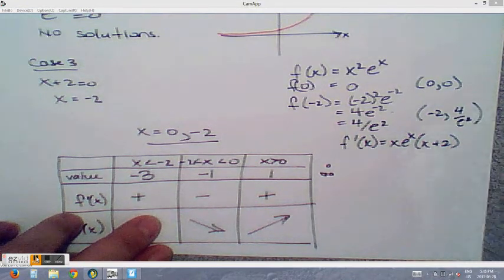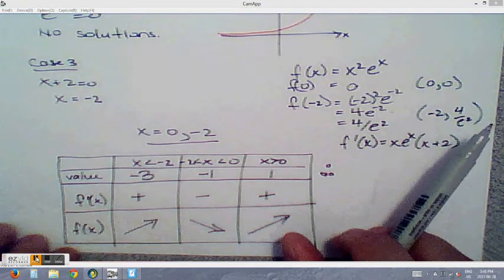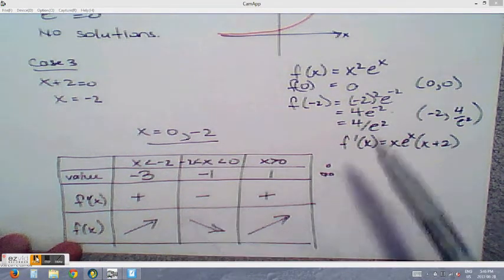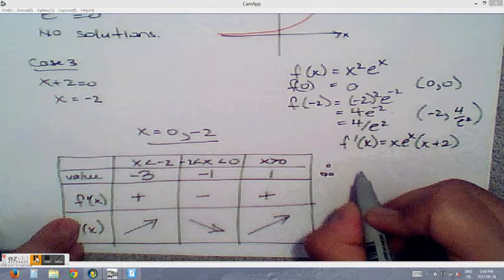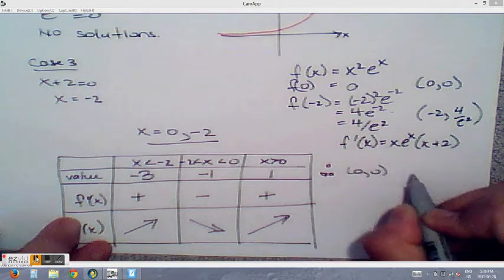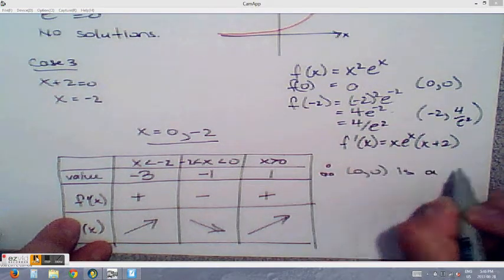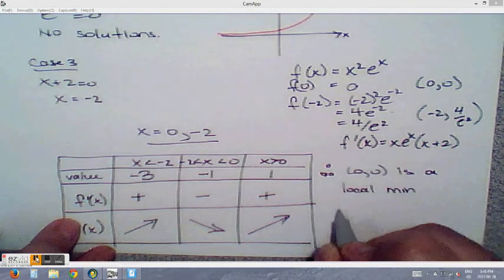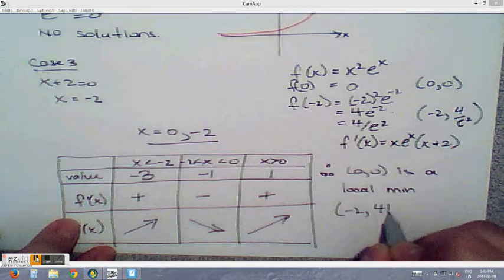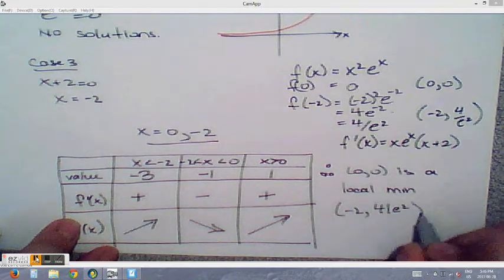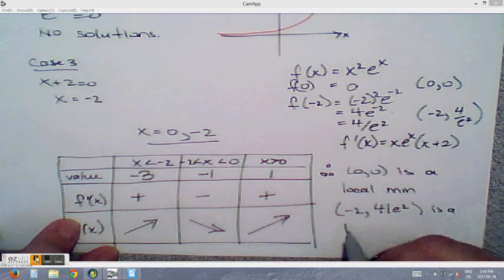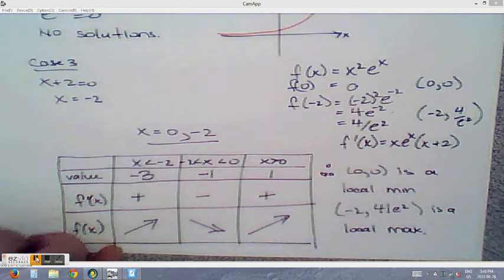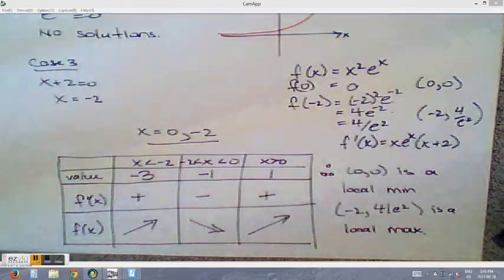Therefore, since negative 2 is a maximum and 0 is a minimum, (0, 0) is a local min, and (-2, 4 over e squared) is a local max. And that would be the final answer.